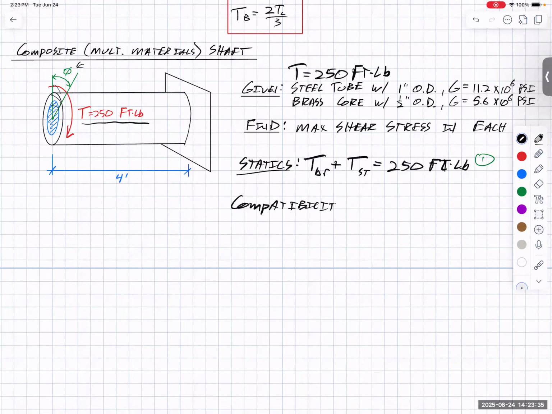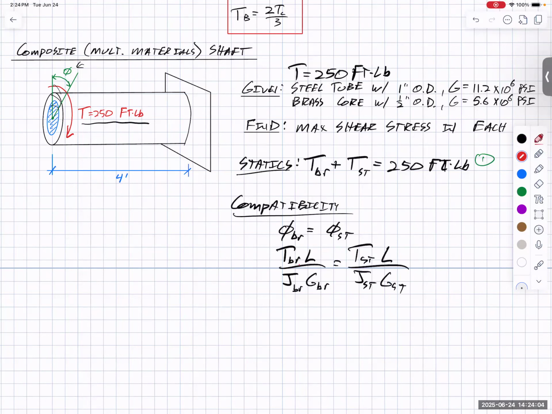Compatibility. I hope I spelled that right. From compatibility, I know that the angle of twist in the brass is equal to the angle of twist of the steel. So that means I have T brass times the length of the brass, which I'm just going to write as L, that's 4 feet, over J brass, G brass, must be equal to T of the steel, length of the steel, which is also 4 feet, over J of the steel and G of the steel. And I see that the length is the same at this 4 feet, so I'm just going to cross those two out. And then I'm going to start subbing in my values to get this relationship.